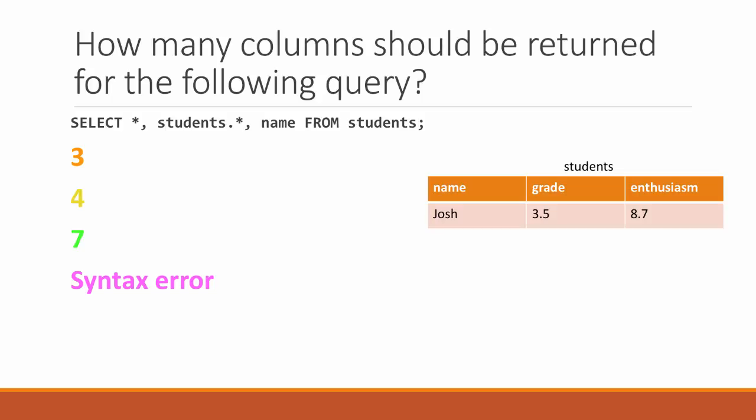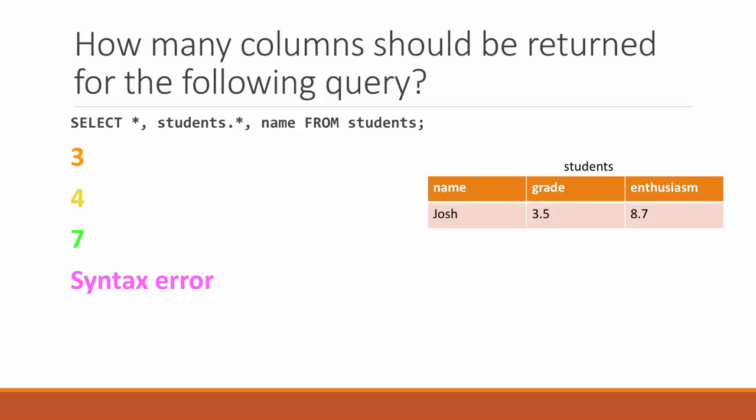Students.star. Now, students.star means the same thing as just star here. And so it would add name, grade, enthusiasm, comma, and then I say name, which is the name of one of the columns from students. So I have name, grade, enthusiasm, name, grade, enthusiasm, name. That's a total of 7 columns.